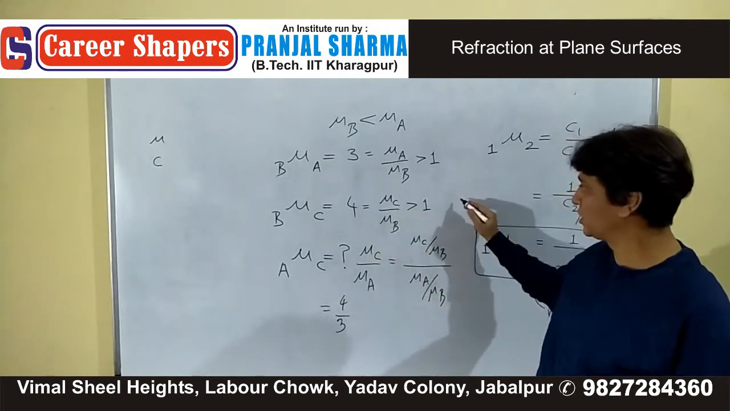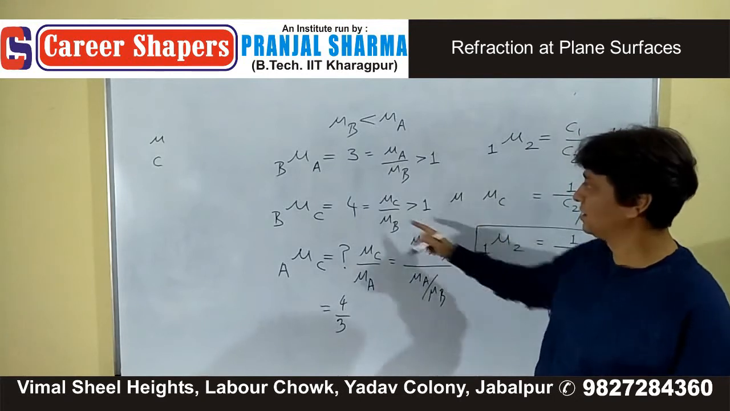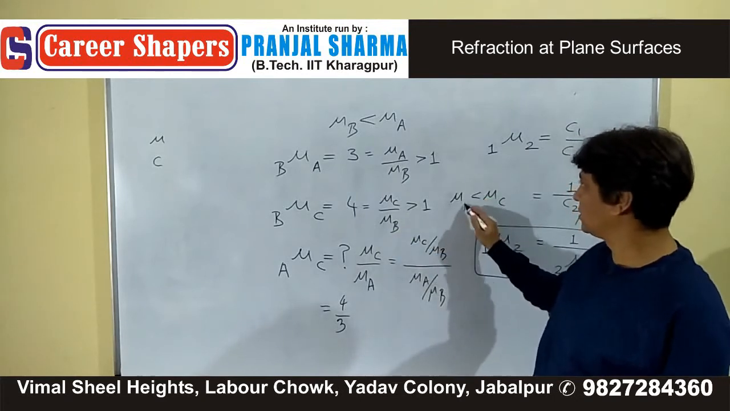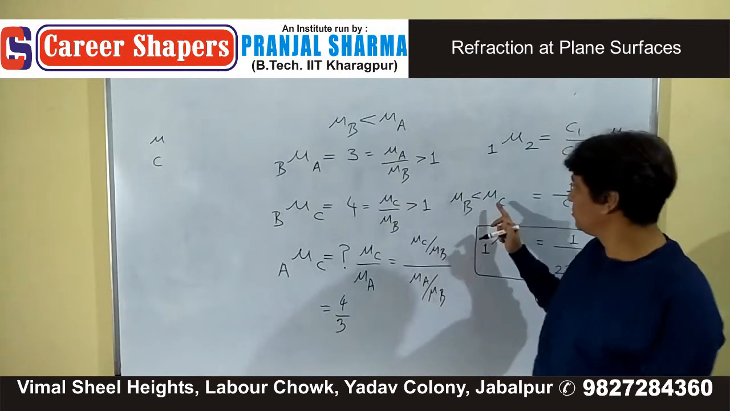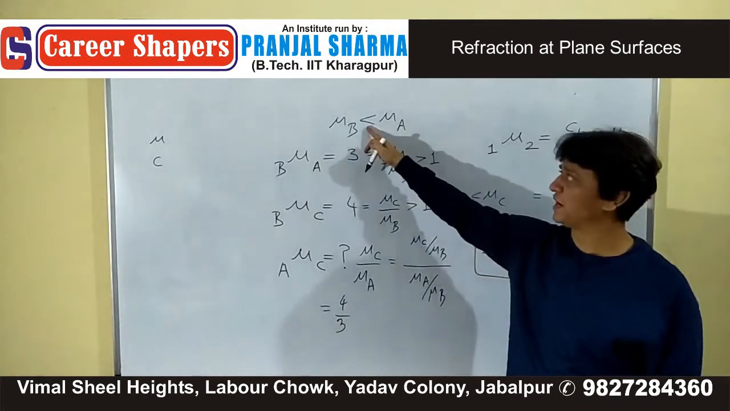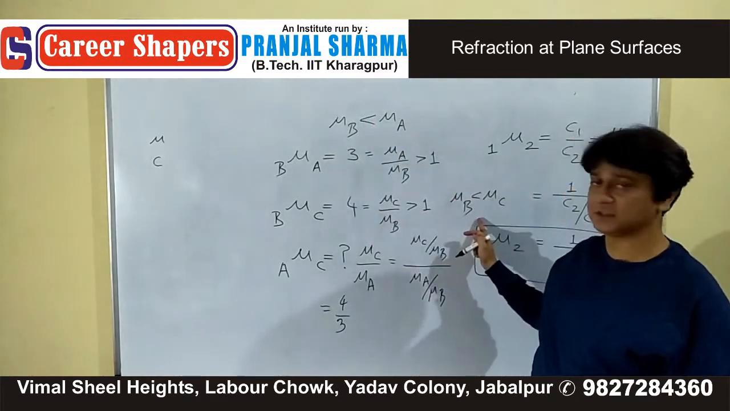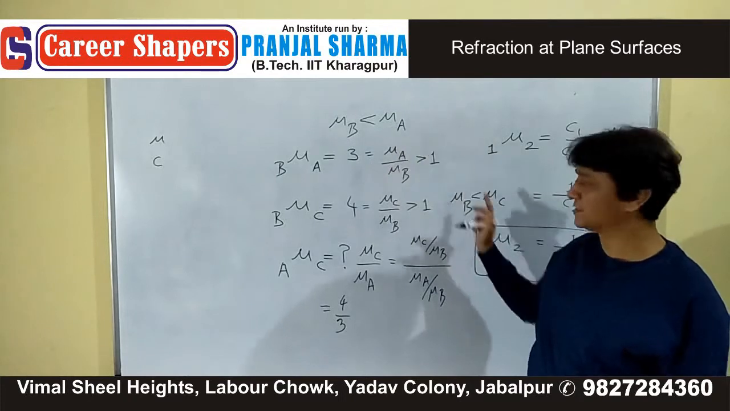And therefore this gives you mu C greater than mu B. Mu C greater than mu B. Either you can fit C here. If you fit C here, then it satisfies this. If you fit C here, again it satisfies this.